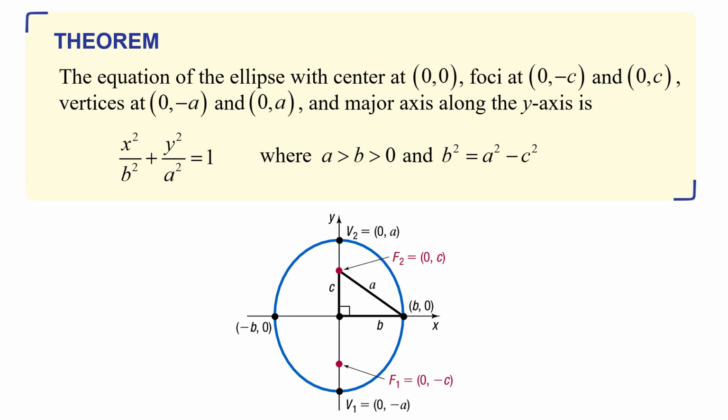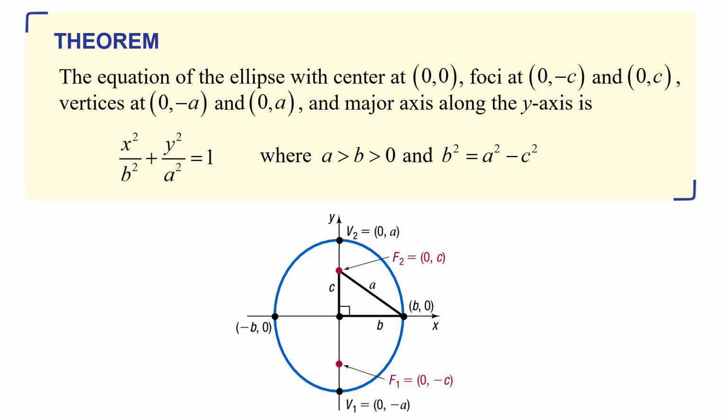Let's make a few notes here. Notice in this case, the larger denominator of a squared is now underneath the y squared term. This indicates the major axis is vertical. The distance relationships are the same as with the ellipse whose major axis was the x-axis. That is, the distance 2a represents the constant distance referred to in the definition, which is the length of the major axis between both vertices. Furthermore, the foci are a distance of c from the center and lie along the major axis, and the endpoints of the minor axis are a distance of b from the center.